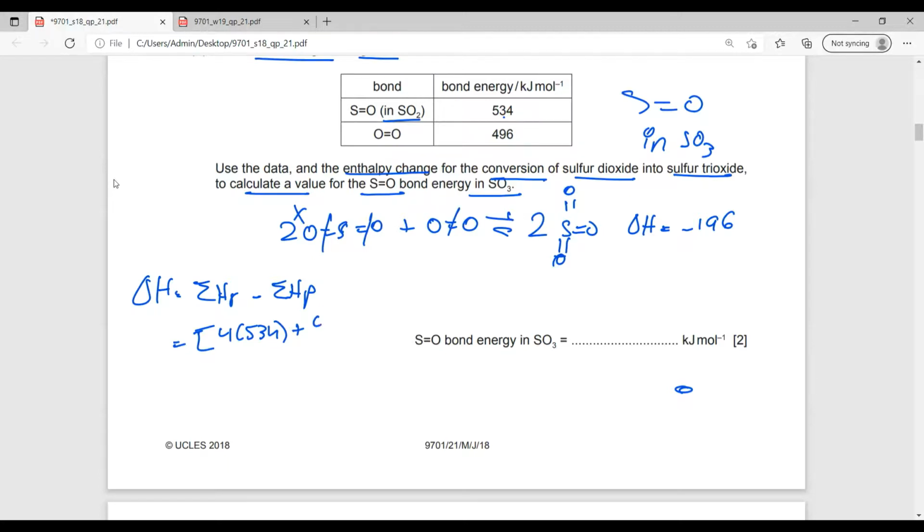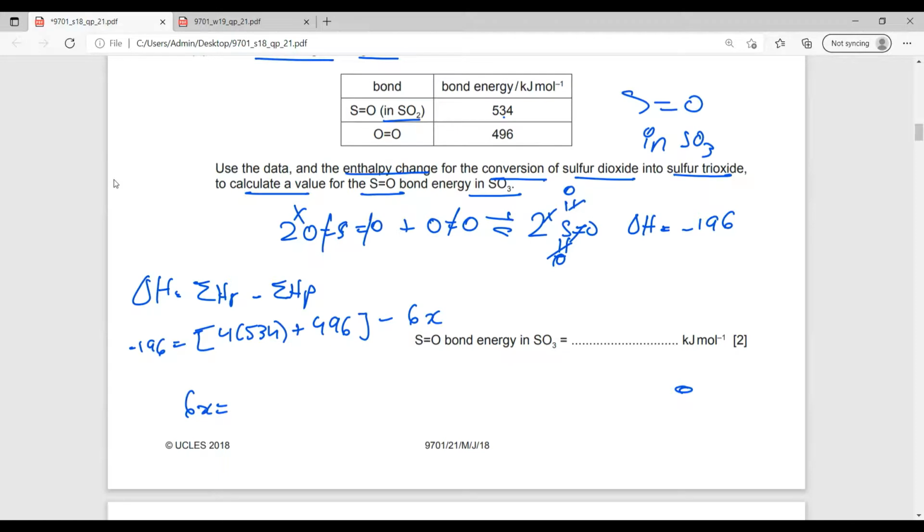So for O2, that's 496, right? That's the reactant side, minus 2 times 3, that's 6, minus 6, and we don't know this S value, so we consider it as X. And that equals minus 196. So you make X the subject of the equation, right?